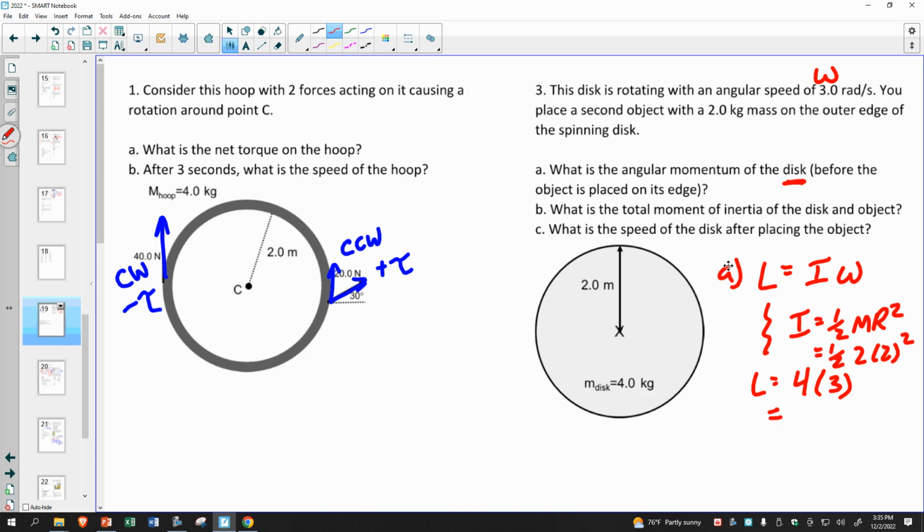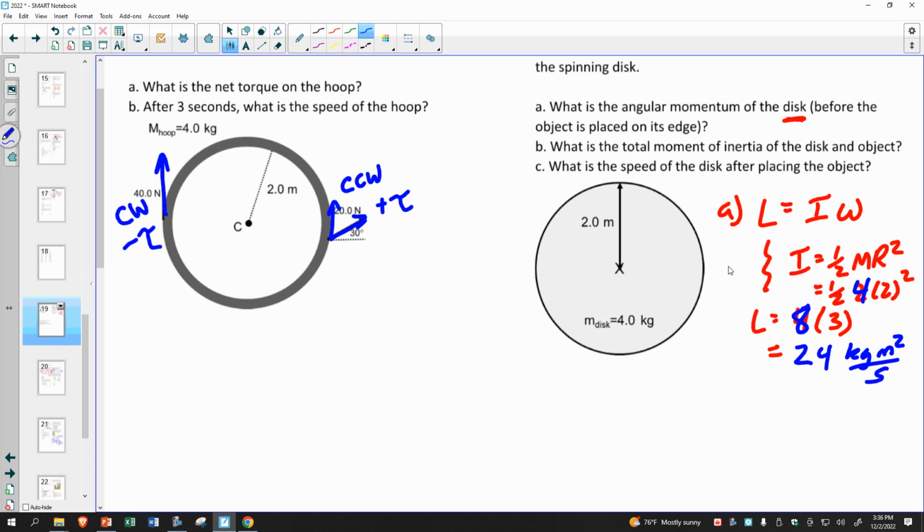Did I do that right? Is it 12? I don't remember that being the answer. Oh, I have the mass wrong. Thank you. So this should be 4, and so that's 8, so that's 24. Kilogram meters squared per second. All right, so that's my total angular momentum of just the spinning disk.